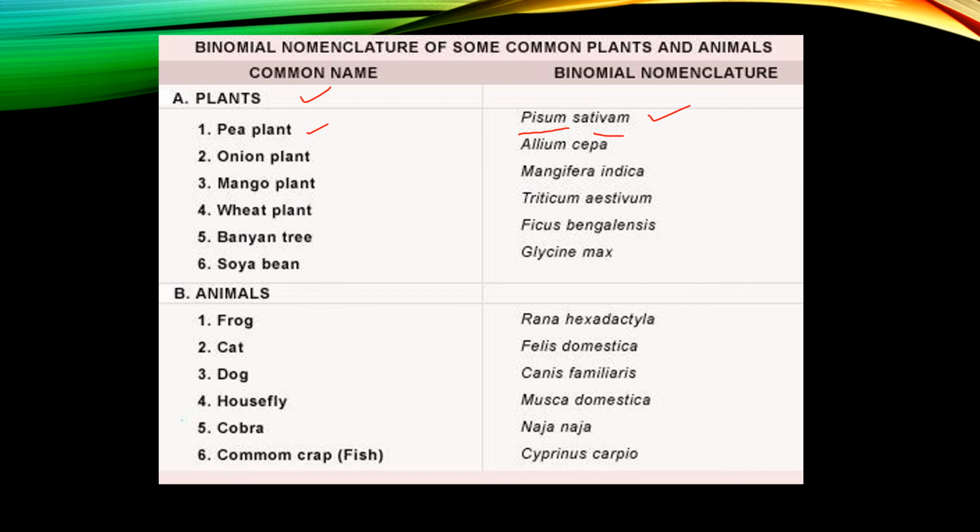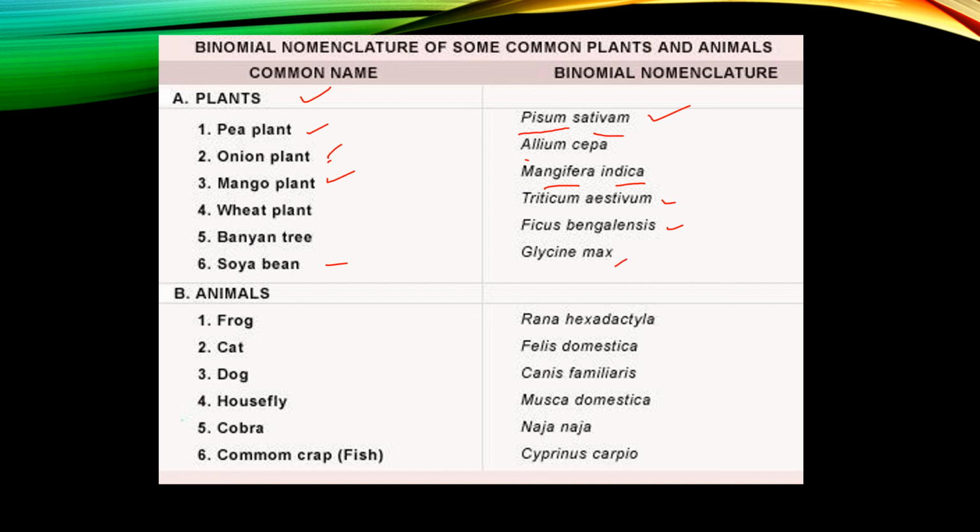Then the second example, the mango plant: Mangifera indica. Mangifera is the genus, indica is the species. Then the onion plant, whose scientific name is Allium cepa. Allium is the genus, cepa is the species. In the same way, the wheat plant is called Triticum aestivum. Then the banyan tree is called Ficus bengalensis. And the soya bean is called Glycine max.